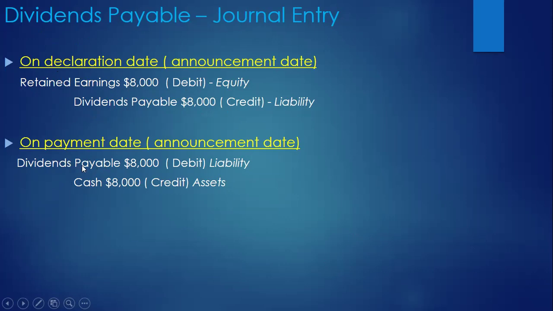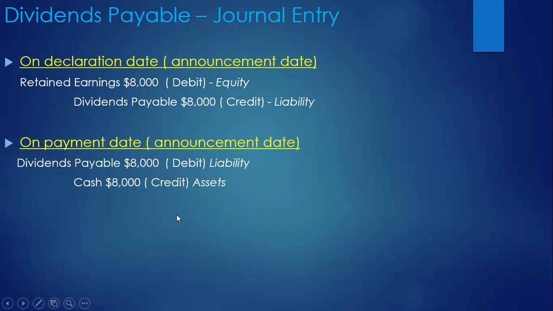Now, on the day you're going to really pay them, the payment day, the day that you're going to pay out this money, you're going to debit dividends payable and credit cash. Debit dividends payable and credit cash. And that's how it's recorded. So very simple here. This amount can be changed depending on how much the business board decides to give away.